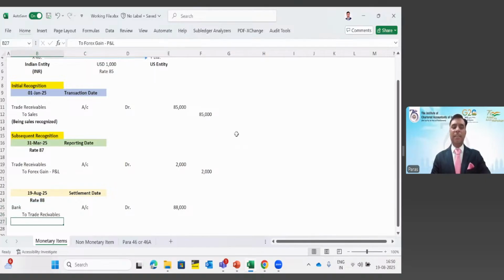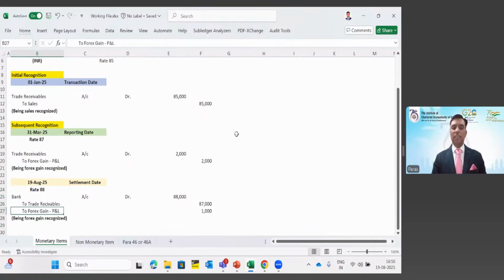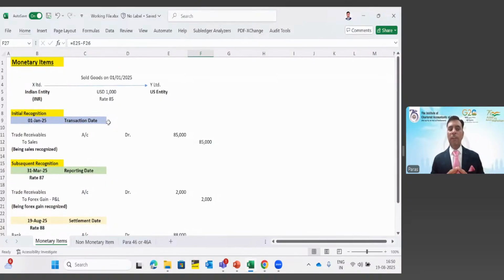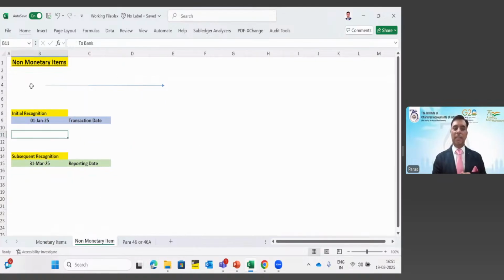Then you need to credit your trade receivable by 87,000 rupees, because you have already recognized your trade receivables in your books of account at 87,000 rupees. Again, there is a gain of 1,000 rupees on this settlement date, and this gain will be recognized in the P&L account, right? So this is all about monetary items. We have discussed how we will account for the initial recognition and subsequent recognition in case of monetary items. Now let's discuss non-monetary items.